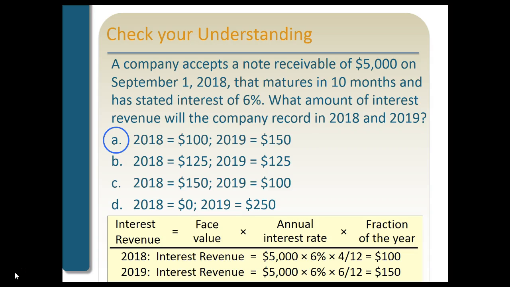So you see, 5,000 times 6% times 4/12 gives you the $100 in 2018, and then $150 for 2019.